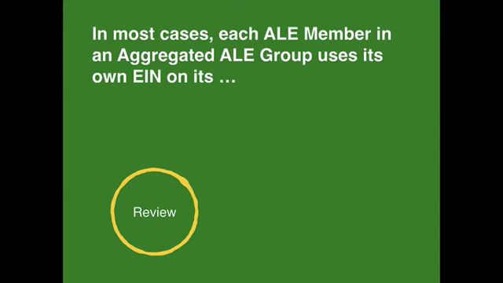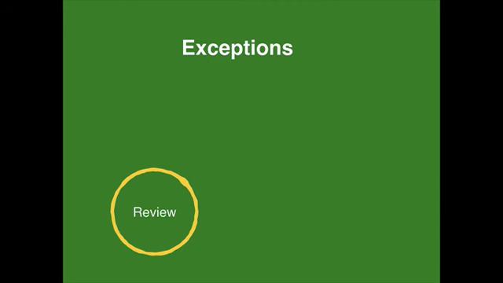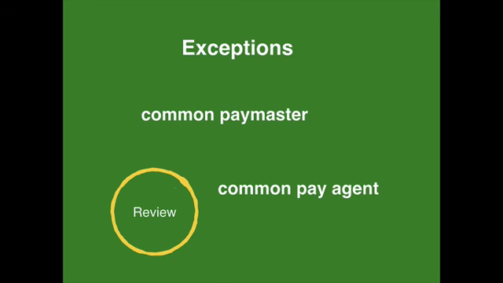Okay, good. So again, three concepts to remember here. In most cases, an ALE member with its own employees and its own EIN uses that EIN on the W-2s that are issued to its employees, on the 1094-C that it files with the IRS, and then on the 1095-Cs that it issues to its employees. And the exceptions, Tim, again? The exceptions are the common paymaster exception and the common pay agent exception.